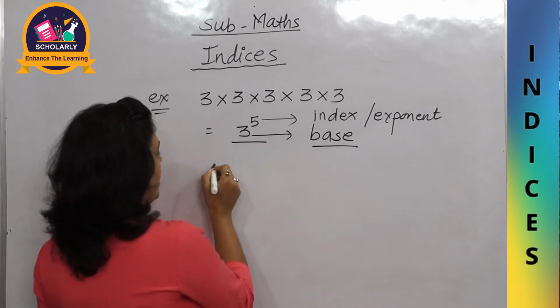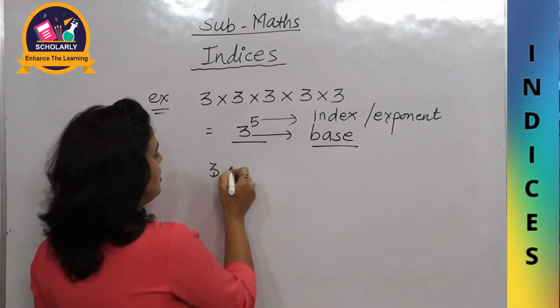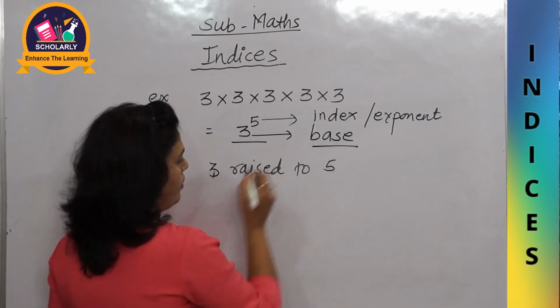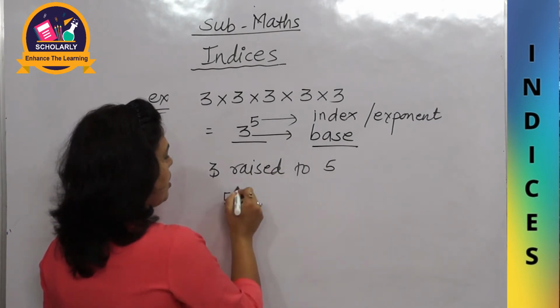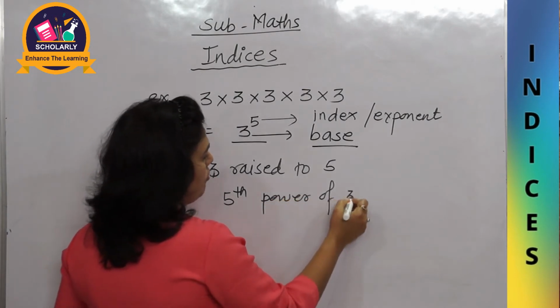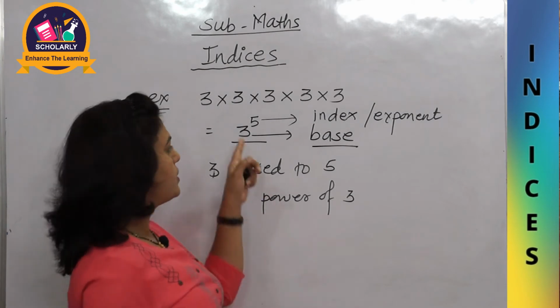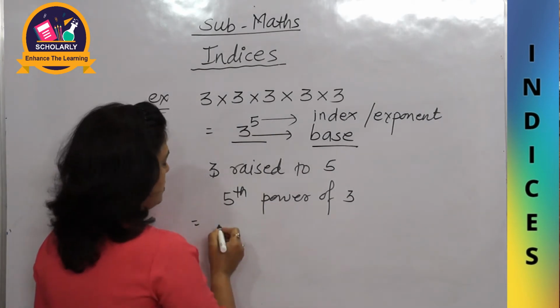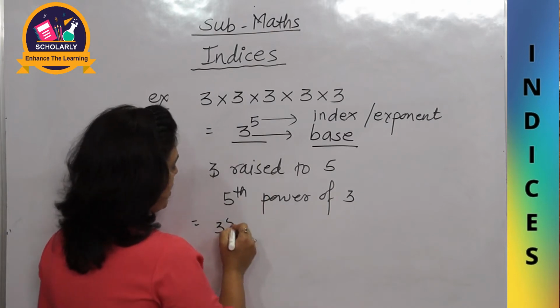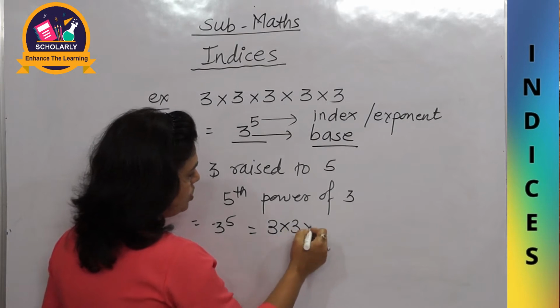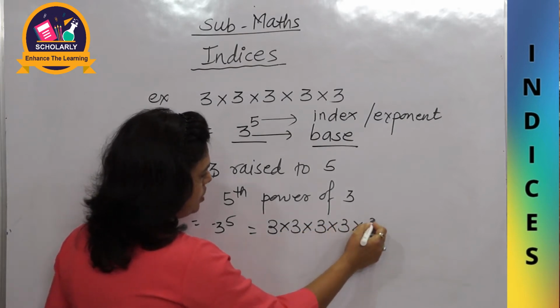We read it like 3 raised to 5, or the fifth power of 3, and it is written like this. We can also calculate the answer. 3 raised to 5 equals 3 into 3 into 3 into 3 into 3.